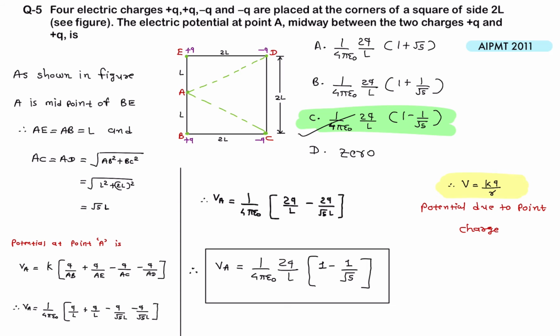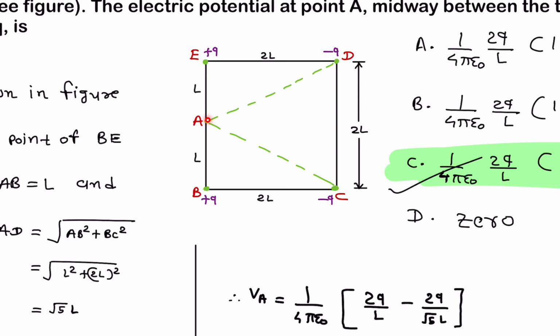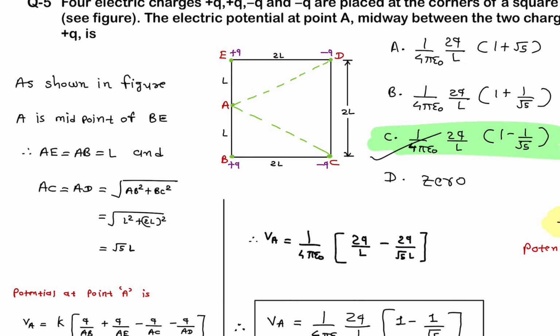The electric potential at point A, midway between the two charges plus q and plus q. As shown in figure, the point A is midway between the two positive charges. The square is denoted as A, B, C, D, E, and the square has side equal to 2L. As shown in figure, A is the midpoint of BE side. Here AE and BE are equal, which is equal to L.